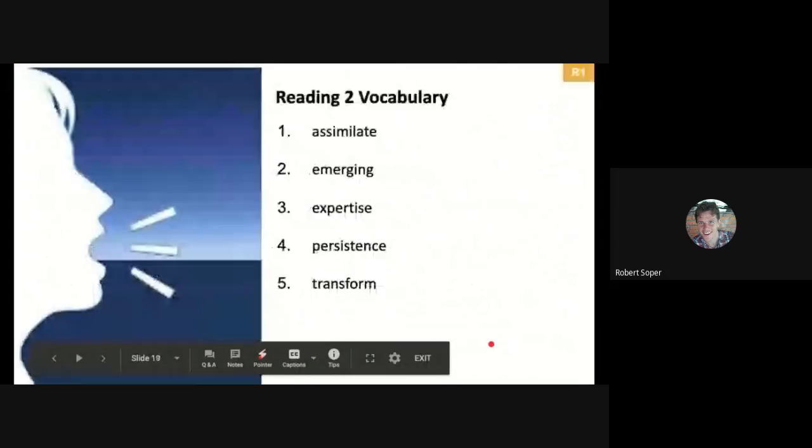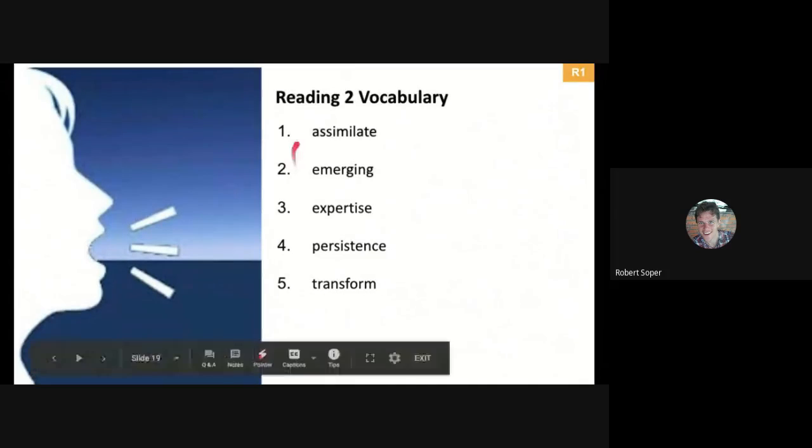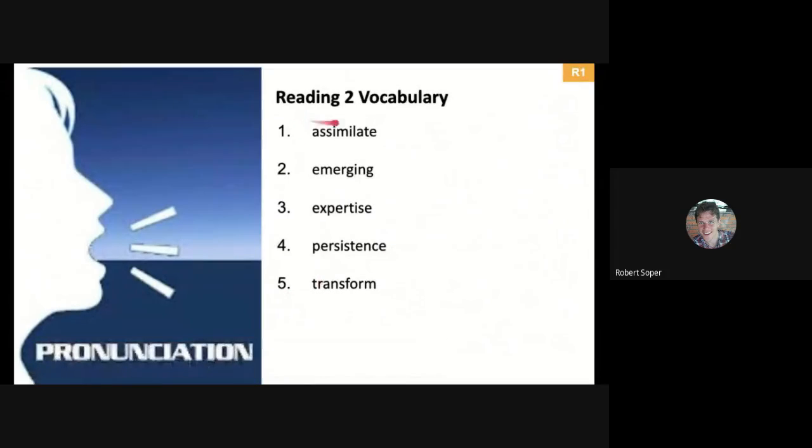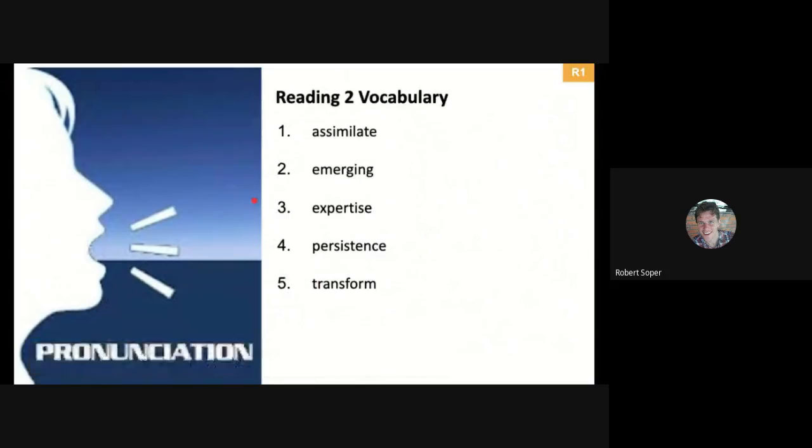Okay, let's press ahead and look at some other words that we are going to be using in the next few exercises. These are 5 important words from reading 2. And let's work a bit on the pronunciation of these.